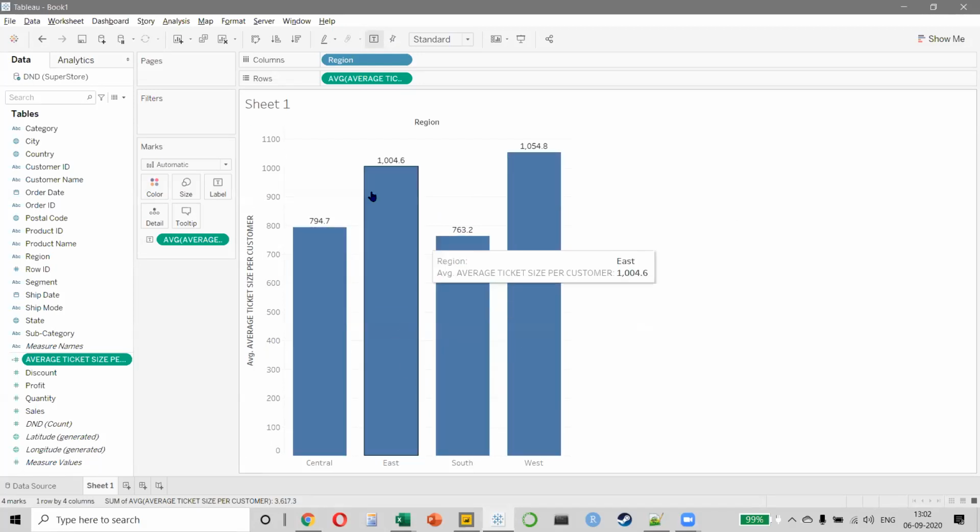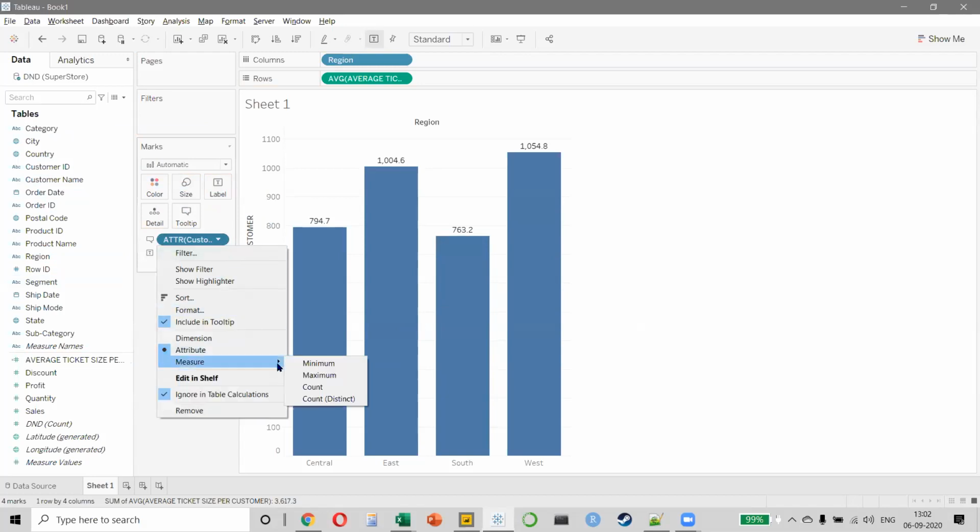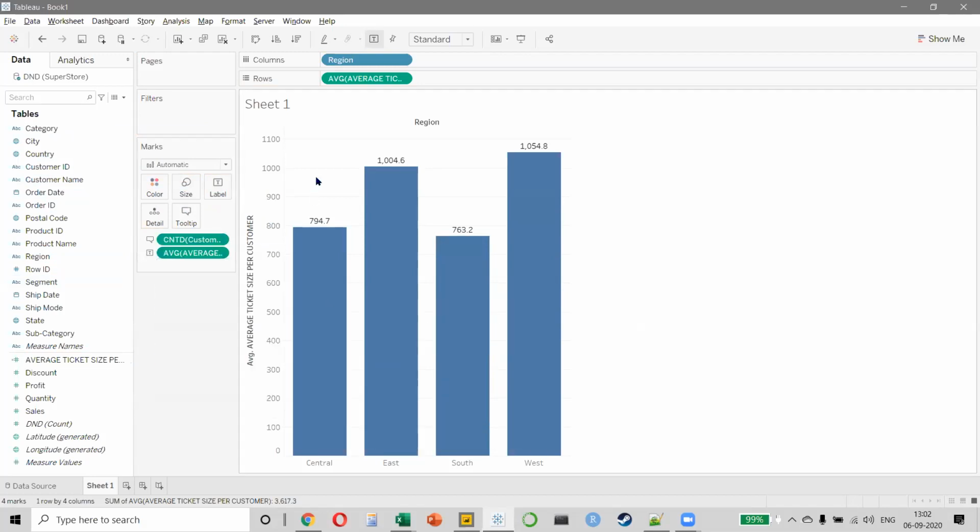I mean, if we want to see that, we can. Like, I can put my customer ID in my tooltip, and then I can change my customer ID to a distinct count. So now what will happen? It will tell me 629 customers, 674, 512, 686, right?